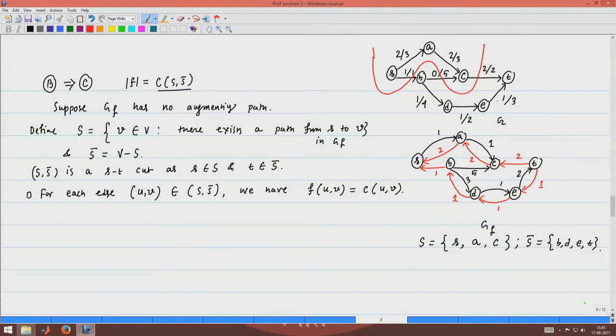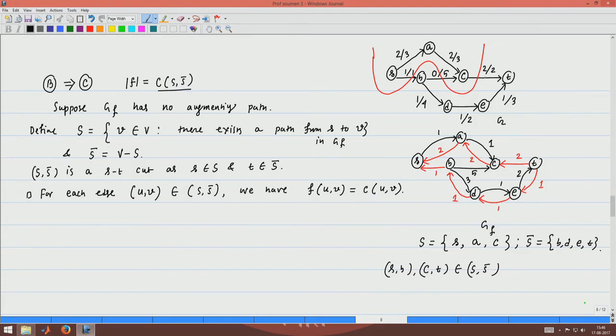So, consider an edge, say C T. It is an edge from S to S complement, and you can see that for this edge the flow value is equal to the capacity. Another edge of this form is S B. S is in S and B is in S bar. For S B also the flow value is equal to the capacity.